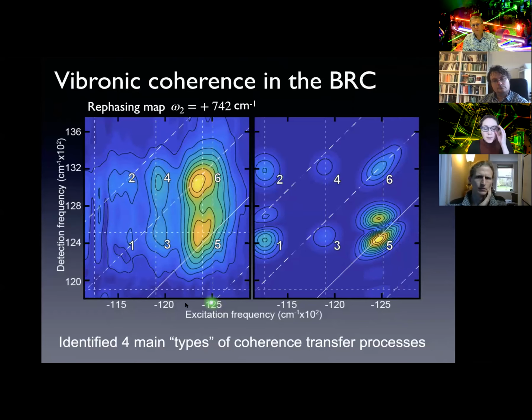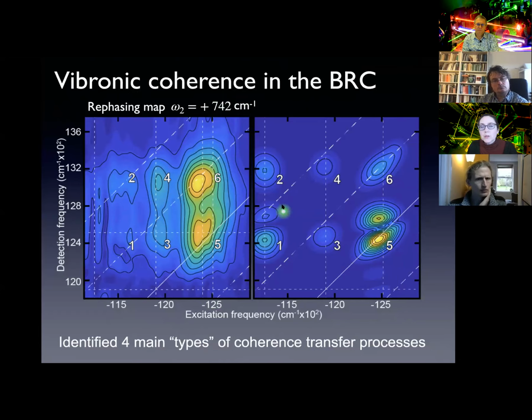Okay, so here's our data. In this case, I'm showing the rephasing map for positive frequencies. In this case, the mode is 742 wave numbers. So you can see data on the left and simulation on the right. And so we are able to reproduce the majority of these features.